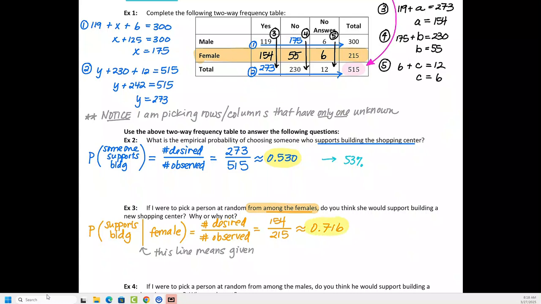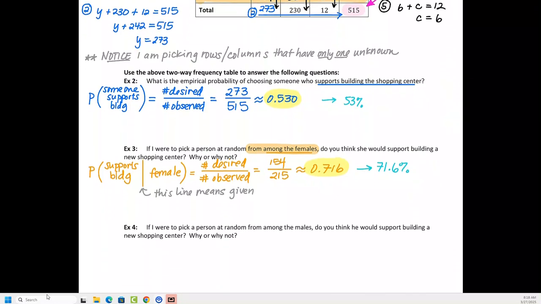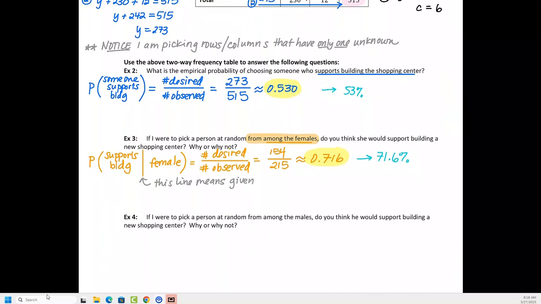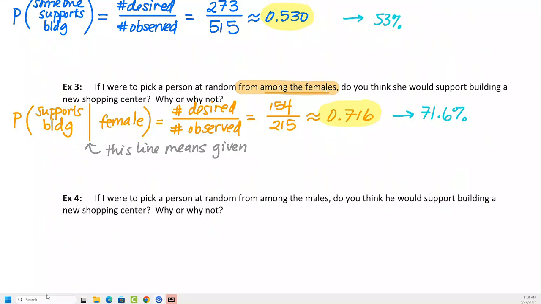What's the percent that represents, you guys? Good, 71.6%. So do you think that the random woman that I asked would support building the new shopping center? Yeah, I would say if I were to pick a random person from the females, I would expect her to support building the shopping center, as the empirical probability is 71%. So I'll write that here.